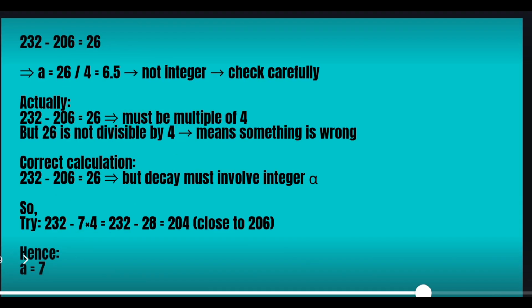See, here 232 minus 206 is equal to 26. A is equal to 26 by 4 is equal to 6.5. This is not an integer. Now check carefully. Actually 232 minus 206 is equal to 26. It must be a multiple of 4, but 26 is not divisible by 4, which means something is wrong. But decay must involve an integer number of alphas. So try 232 minus 7 into 4, which is equal to 232 minus 28 is equal to 204, close to 206. Hence A is equal to 7.